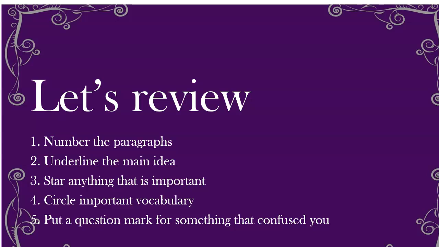Okay. So let's review. Number 1, you're going to number your paragraphs. Number 2, you're going to underline the main idea. What are they talking about and who are they talking about? It's going to be the same thought repeated over and over throughout the article. Number 3, you're going to star anything that's important, those vocabulary words. 4, you're going to circle important vocabulary words. And 5, put a question mark for something that confused you.